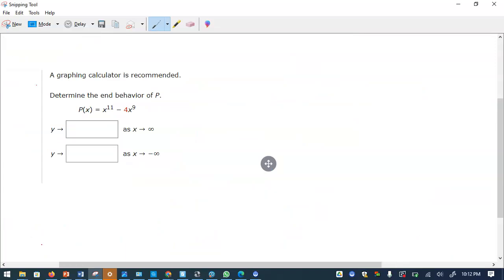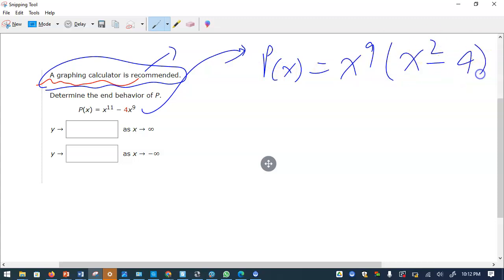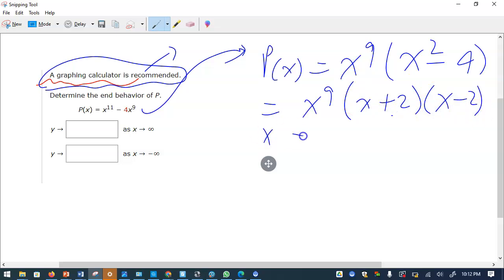Even though they say use the graphing calculator, I would not use the graphing calculator, as we are already smart enough. We can factorize it and we can see x raised to 9 is common. So I write x raised to 9. What stays is x squared minus 4, which we can easily write as x minus 2 times x plus 2. So the zeros are the same: 0, x equals negative 2 and x equals plus 2.